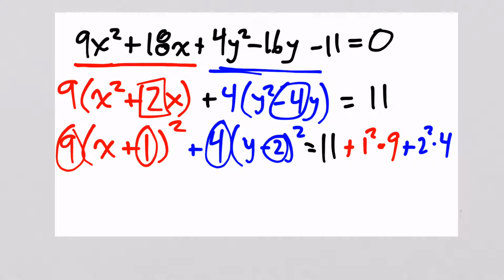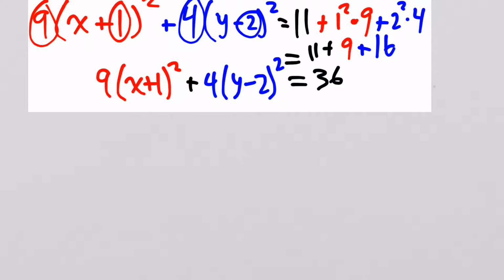So now let's simplify that right side. 1 squared times 9, so let's see what we got. We have 11 plus 1 squared times 9 is just 9, plus 2 squared is 4 times 4 is 16. So add that all up, what do you get? Well, 11 plus 9 is 20, plus 16 is 36. So at this stage of the game, my equation looks like this. But remember, in order for this to be in proper form, I want the right side to equal 1. So I have to divide everything by 36.